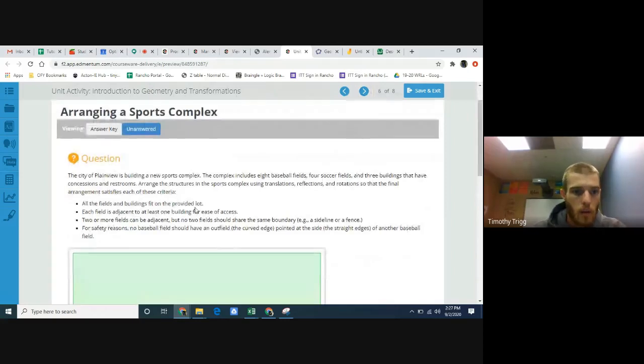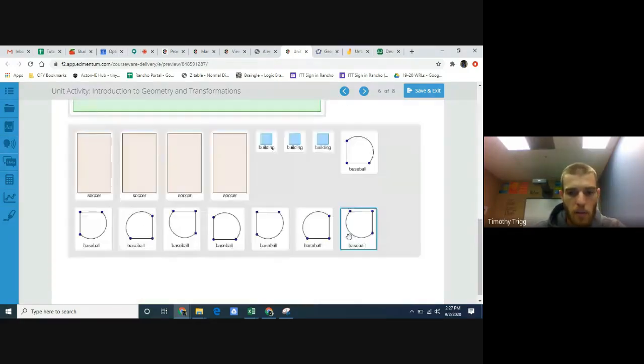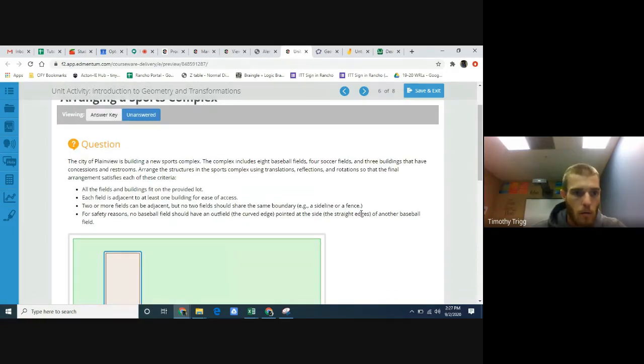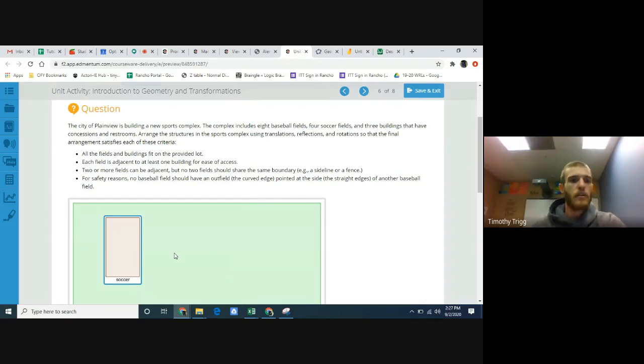So for this one, we have a bunch of things. We have some soccer fields, some buildings, some baseball fields. All right, a bunch of baseball fields. Okay. And we have to put these things onto this space. But we need to follow some rules. It says all the fields and buildings fit in the provided lot. So all the buildings and fields fit here. Each field is adjacent to at least one building for ease of access. Two or more fields can be adjacent, but no two fields should share the same boundary. Okay, so they can't be right up against each other.